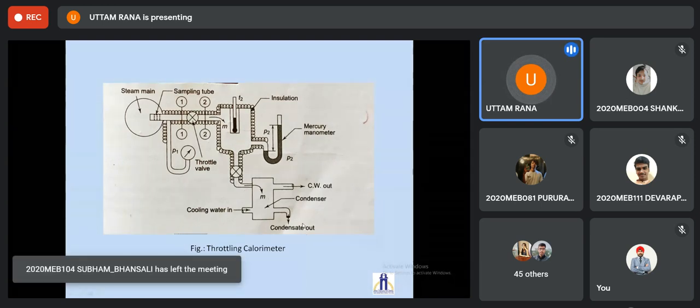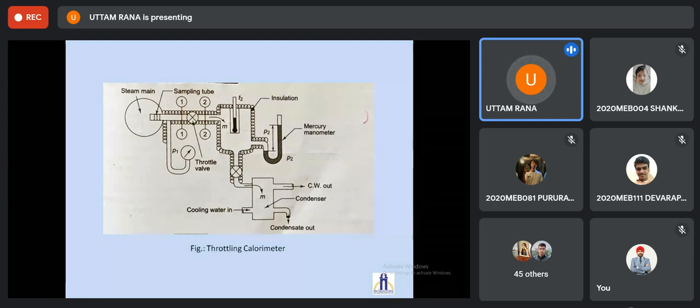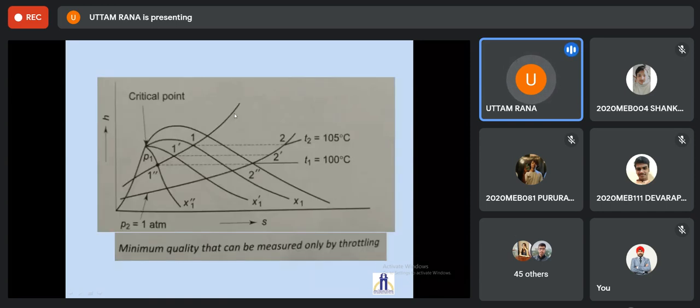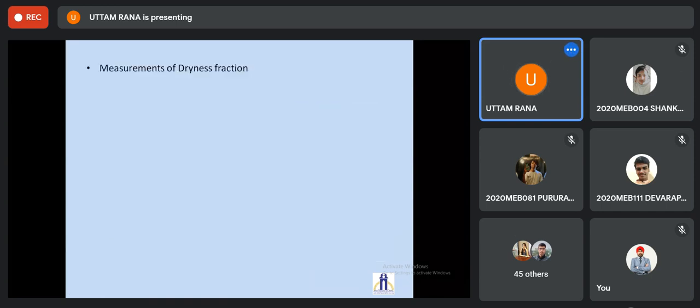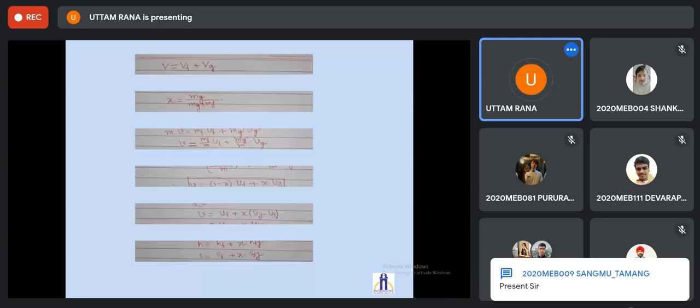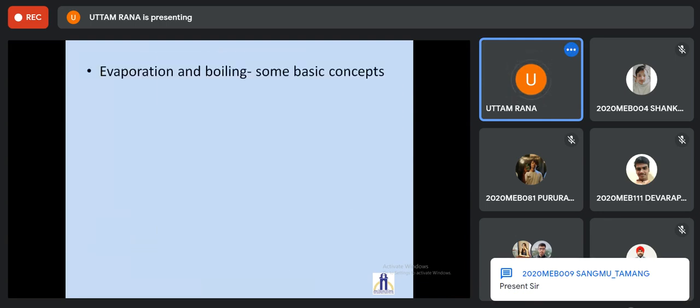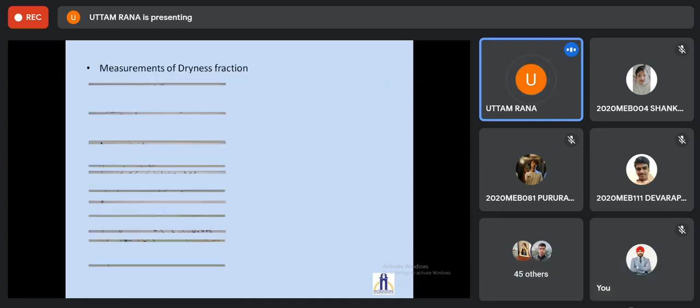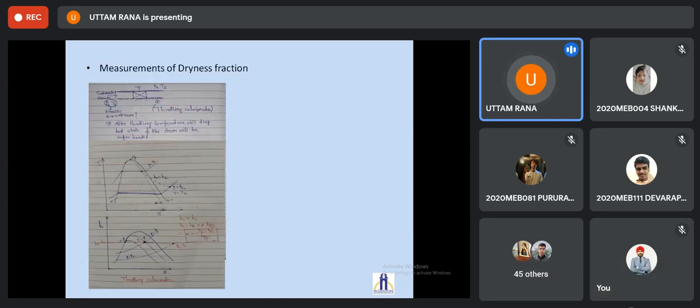Now during this process, what are the parameters which are measured? One is state 1, the pressure is known. State 2, both temperature and pressure are known. And with this knowledge, we can actually find what is the value of the dryness factor. Okay, so here we have seen the same thing.